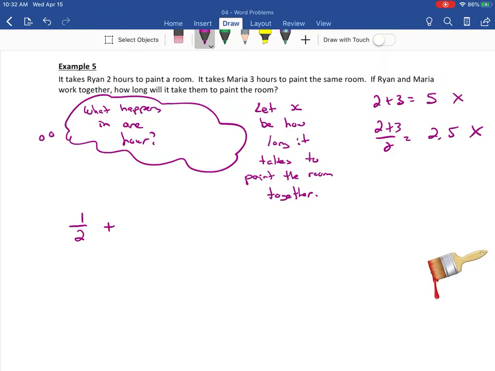Now, Maria, how much of the room has she done in 1 hour? It usually takes her 3 hours to paint the room, so in 1 hour, she'll have done 1/3 of the room. That total fraction has to add up to the total amount of the job they've done. What fraction of the job have they done in 1 hour? Together, it takes them x hours, so in 1 hour, they'll have completed 1/x of the job. For instance, if it would take them 5 hours to paint the room together, this would be 1/5. If it was 10 hours, this would be 1/10.